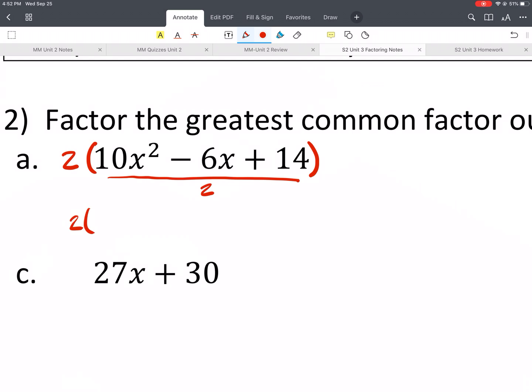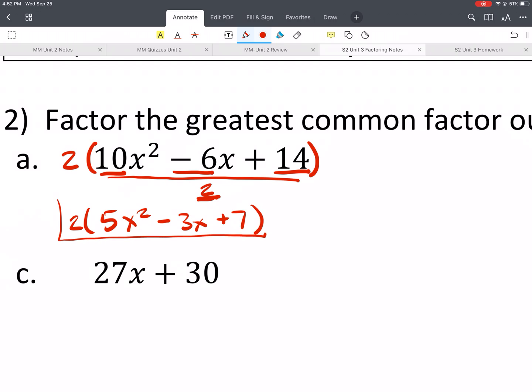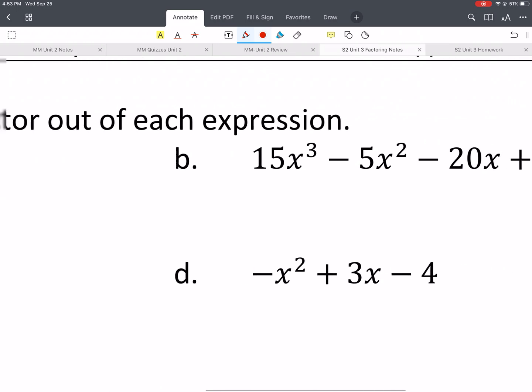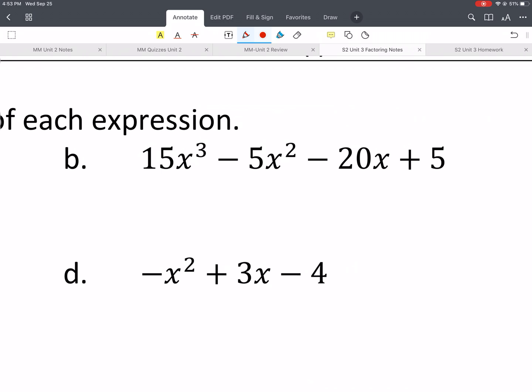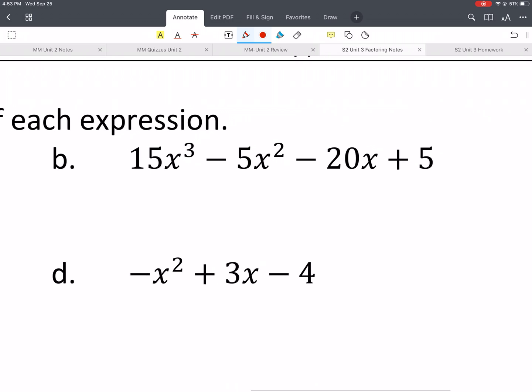need to simplify. So 10 divided by 2 gives us 5x squared. Negative 6 divided by 2 gives us a negative 3x. And then 14 divided by 2 gives us a positive 7. All right, so this would be your answer. We factored out the greatest common factor. All right, so let's do some more examples. Pause if you can and do B, C, and D, and then see how you did.